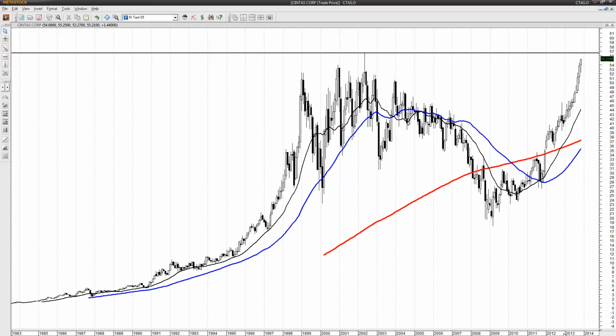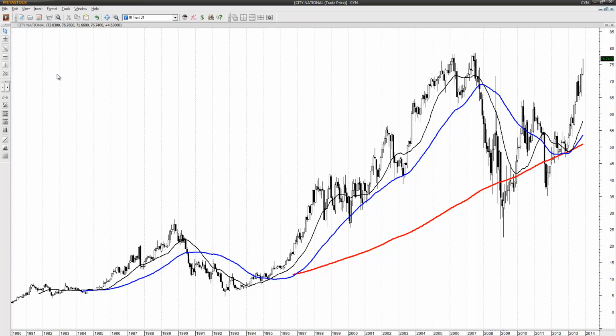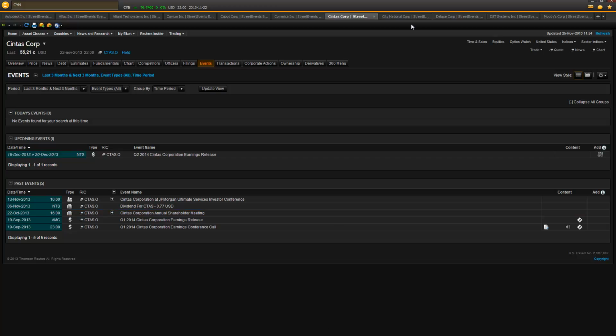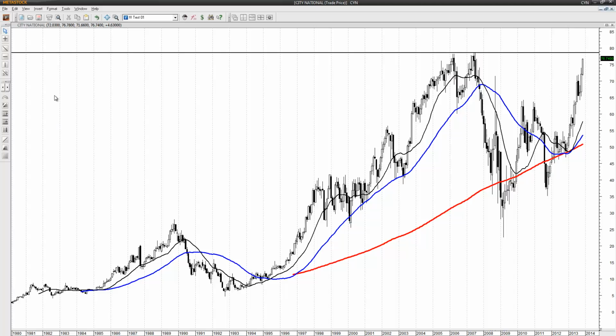Next chart, City National. I'm using the highest print, 78.54. That's where I put in my short sell limit order. City National, no earnings coming up.